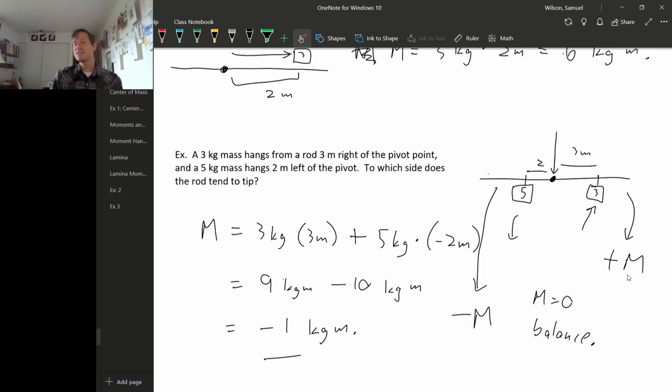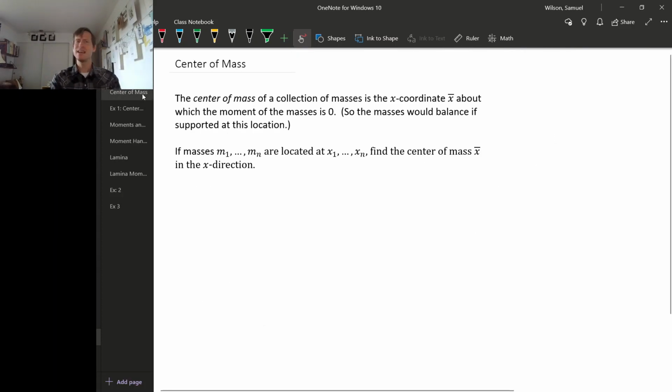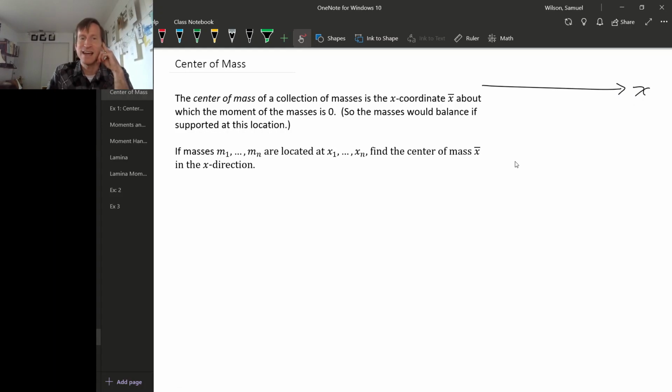Okay, since a moment tells us about where something balances, you can actually use the moment to find the center of mass of an object. Let's see how that works. So the center of mass, if we have masses distributed just along a single axis, say an x-axis, of your collection of masses is the x-coordinate, which we're going to call x bar. It's the x-coordinate about which the moment of the masses is 0. So the masses would balance if you supported the whole system at this point.